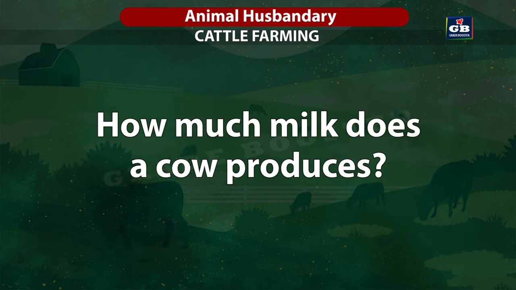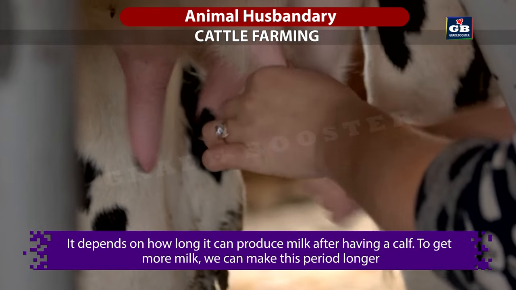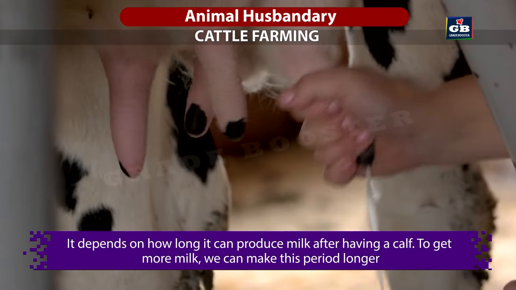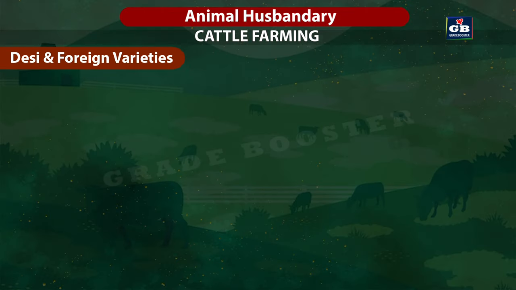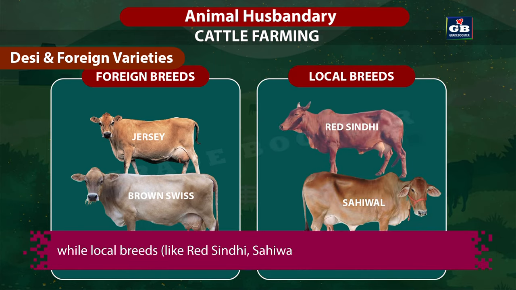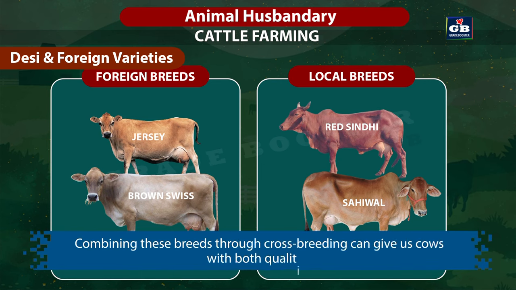How much milk does a cow produce? It depends on how long it can produce milk after having a calf. To get more milk, we can make this period longer. Desi and foreign varieties. Some foreign breeds like Jersey and Brown Swiss are chosen for longer milk production periods, while local breeds like Red Sindhi and Sahiwal are strong and resistant to diseases. Combining these Desi and foreign varieties through crossbreeding can give us cows with both the qualities.